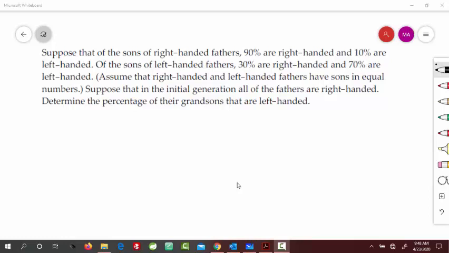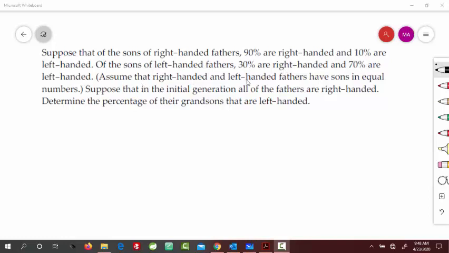In this video, we will be learning to apply Markov chains to solve real-world problems. So here is an example. Suppose that the sons of right-handed fathers, 90% are right-handed and 10% are left-handed. Of the sons of left-handed fathers, 30% are right-handed and 70% are left-handed.